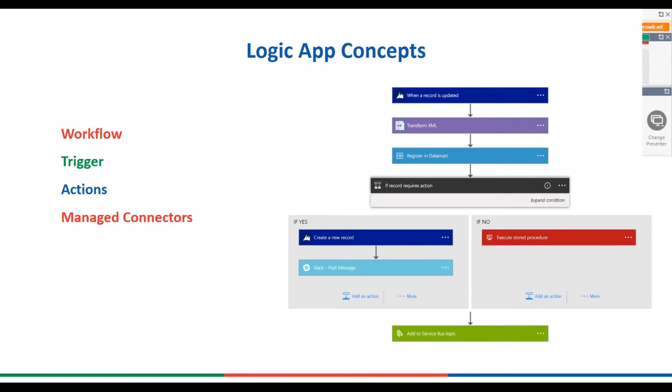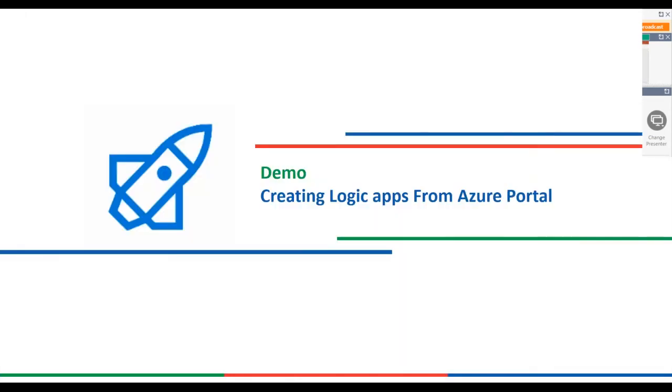And next is trigger. Trigger actually starts the workflow. So in this example, when a record is updated, that is the trigger. And each step after the trigger is an action. Each action maps to an operation.